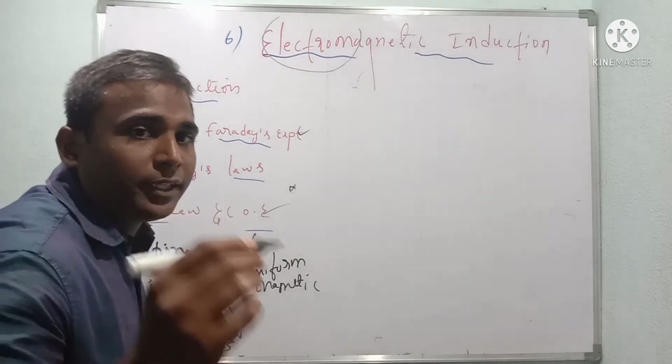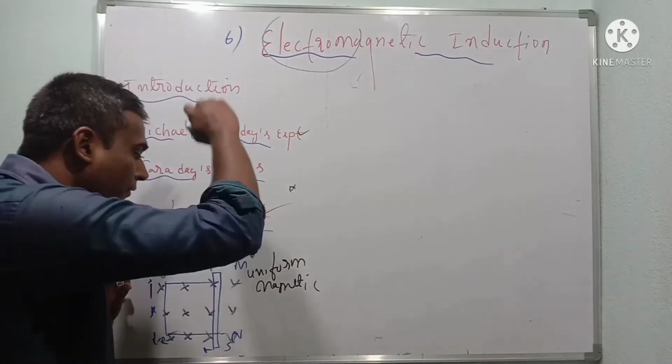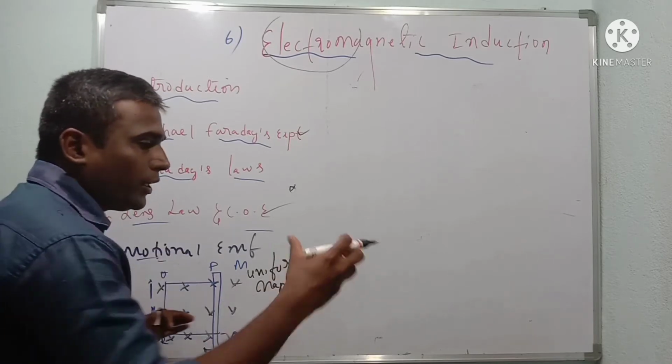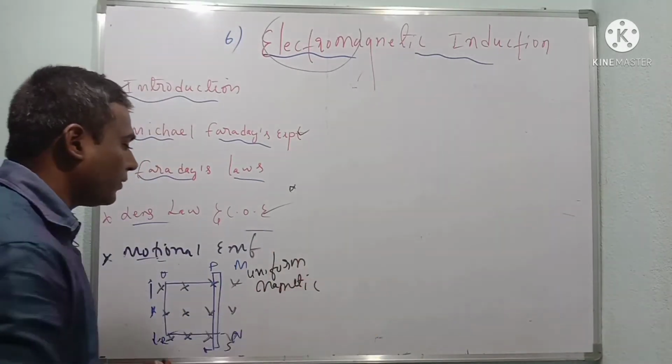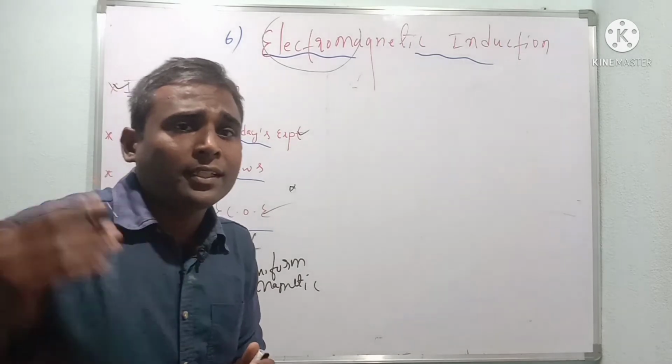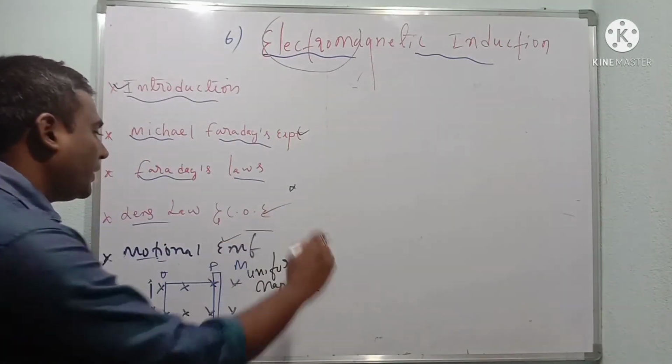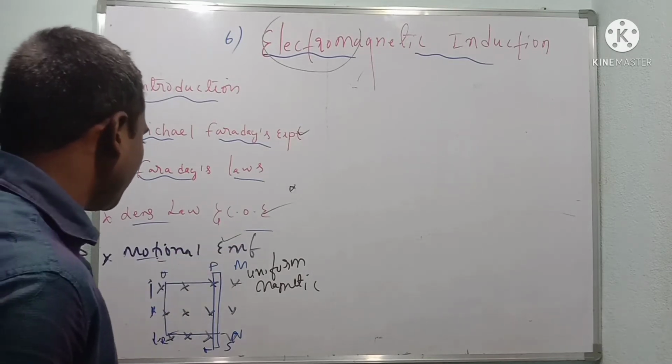It is the process of induced EMF in the conductor when it is kept perpendicular to the magnetic field and you move it. That is motional EMF, because the motion of the conductor in the magnetic field produces EMF. Let us get the expression for this.